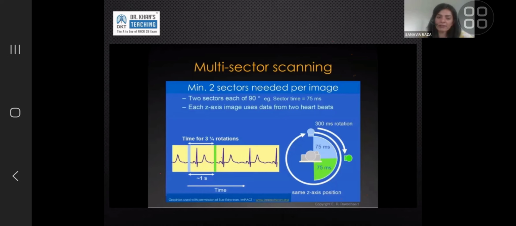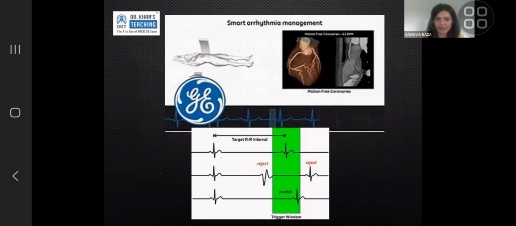Something called multi-sector scanning. I don't want to dwell on this too much, because I think I may confuse you a little bit. But it's worth remembering that, just for speed's sake in cardiac imaging, we use something called multi-sector scanning. So we can use different parts of the gantry rotation to create an image, but don't worry too much about it for today's session.